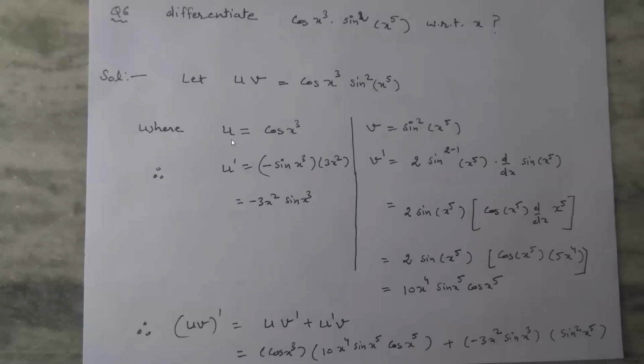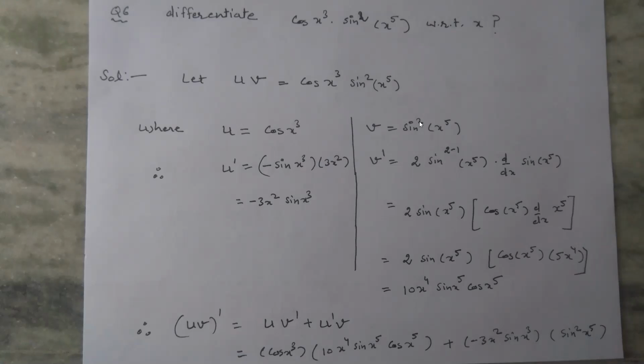Now finding the derivatives of u and v. u dash is equal to derivative of cos x cube, which is minus sine of x cube, and after that the derivative of x cube is 3x square. So the final result is minus 3x square into sine of x cube.